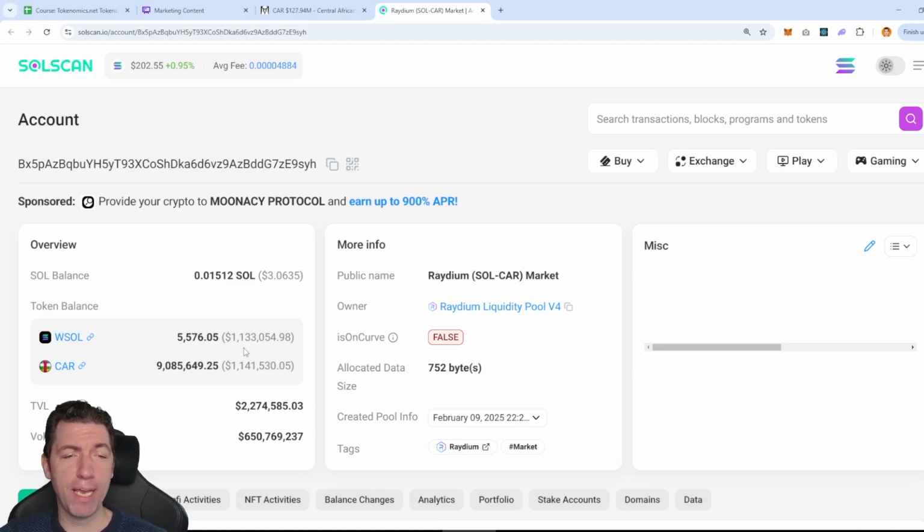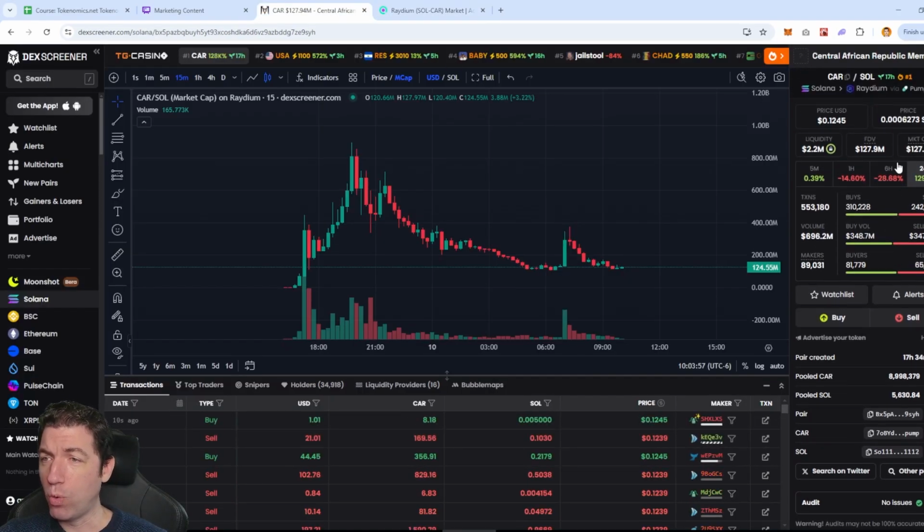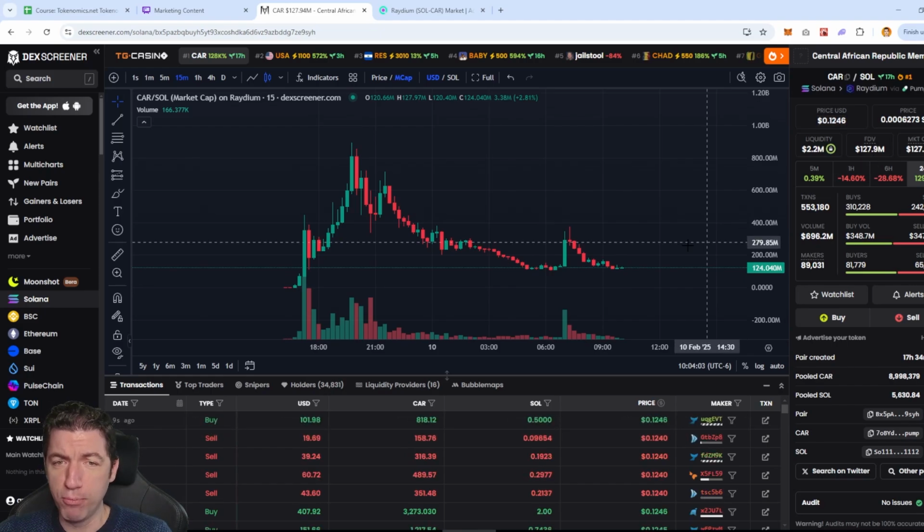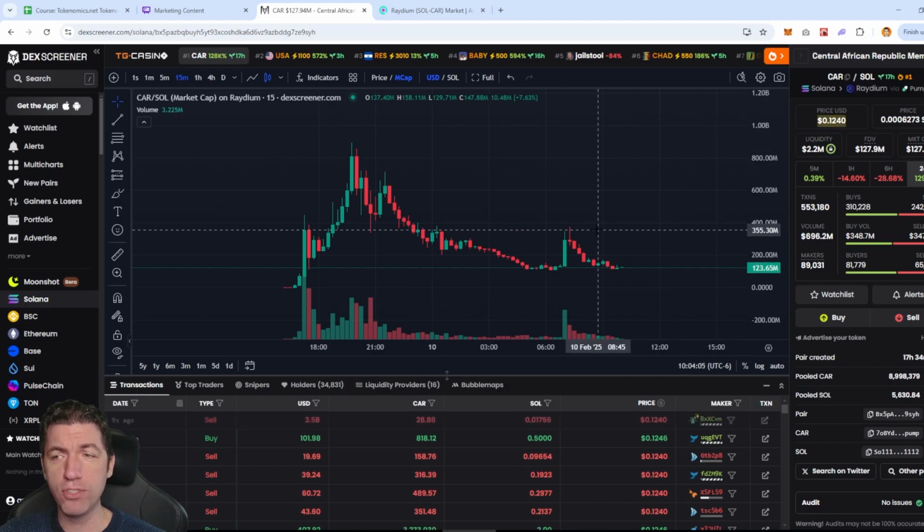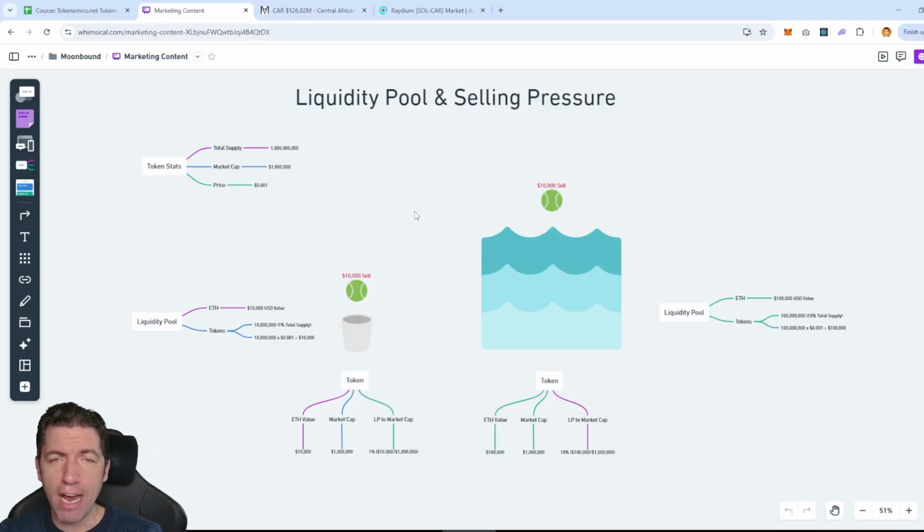The main thing you want to pay attention to is note $1.1 million of Solana is backing essentially here quite a high valuation of 127 million. Okay, so it will not take much selling pressure really to move this whole price either up or down. So it's quite a volatile scenario. And what I'm going to show you here is how liquidity pools actually work. We're going to look at two different examples.